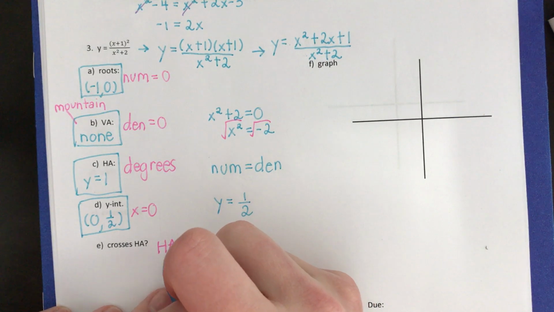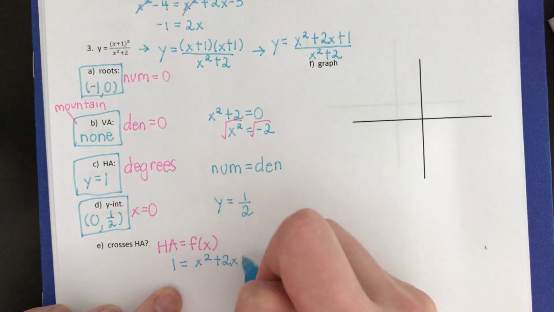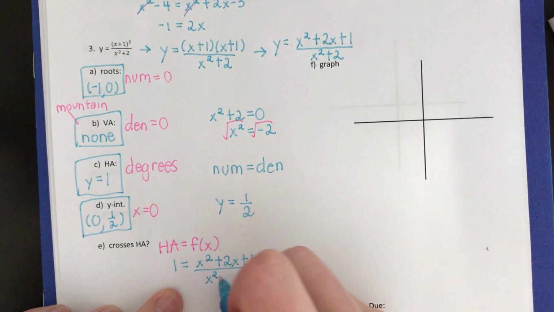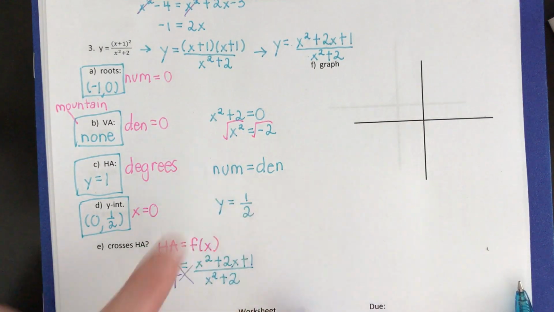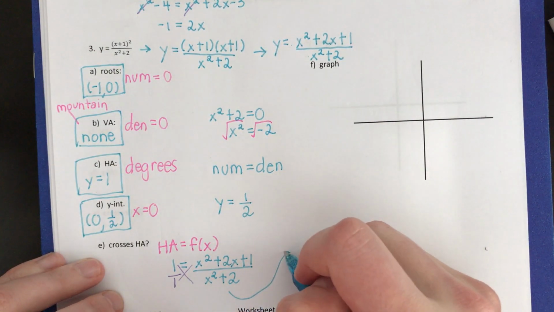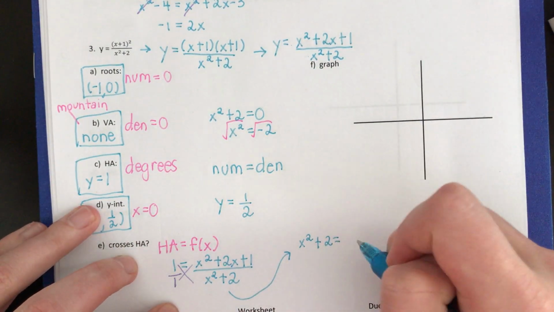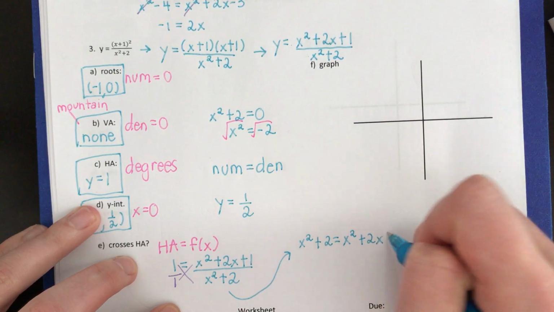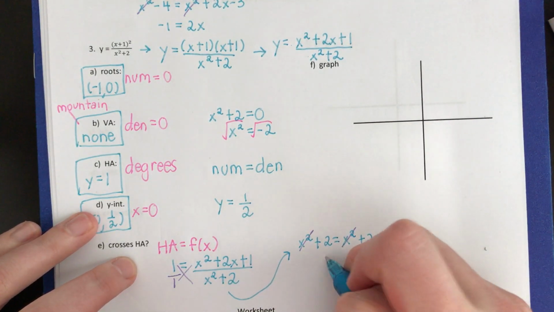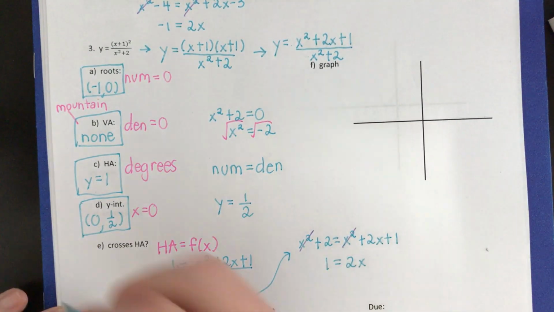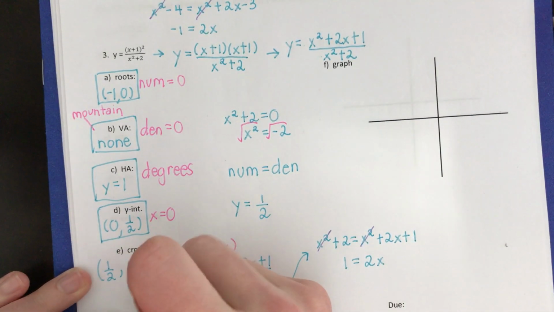Crosses HA. Well, let's see. The 1 equal, again, this is where I like to use this version. You really need to use this version. Cross multiply. So this is going to be x squared plus 2 equals x squared plus 2x plus 1. So then we get, move the 1 over, so 1 equals 2x. So 1/2 equals x. So 1/2, comma, my HA is 1.